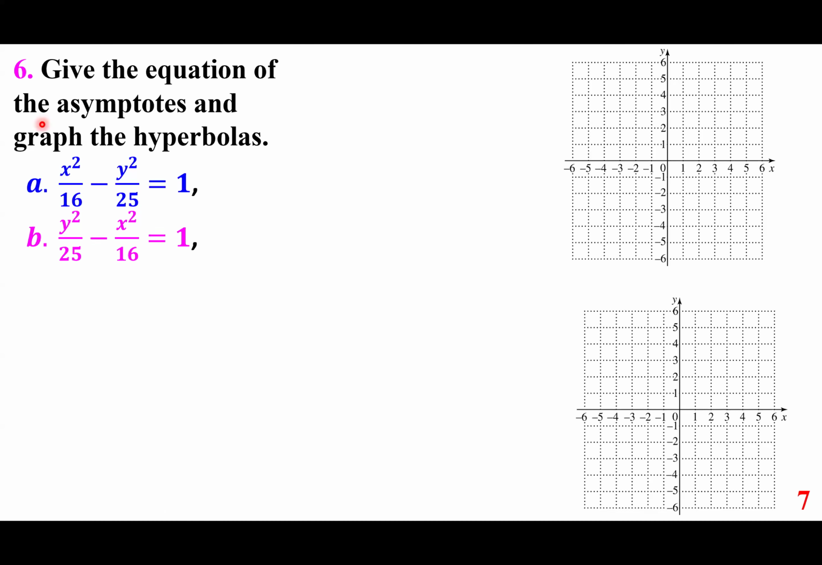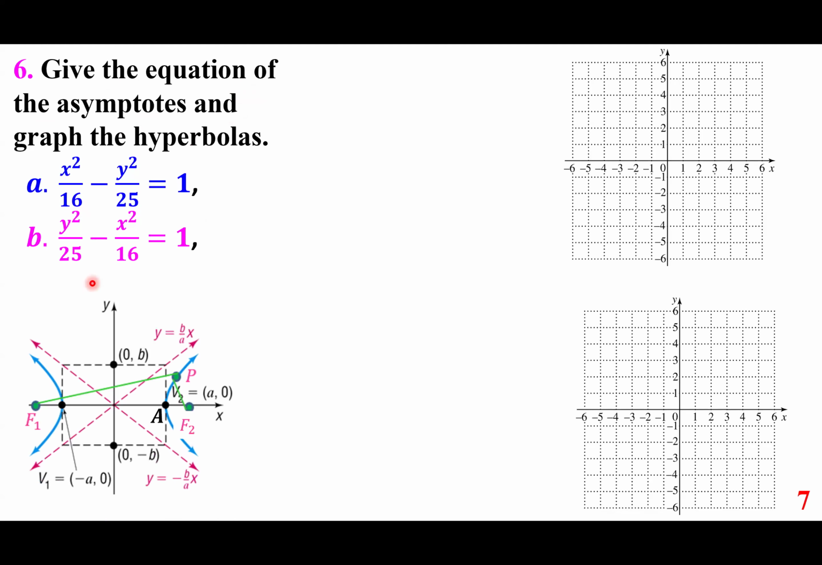Now give the equation of the asymptotes and graph the hyperbolas. One of them is x squared over 16 minus y squared over 25 equals 1. One of them is y squared over 25 minus x squared over 16 equals 1. And notice the difference between this and an ellipse is that we have a negative sign here. So what happens when we have that? Let's discuss the issue in general.